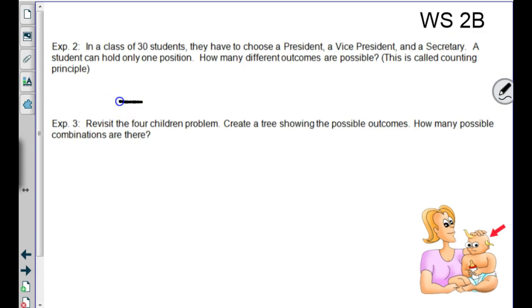So I always draw myself a blank, say, okay, I'm going to choose a president, a vice president, and a secretary. So the first time I go to pick, I have 30 to pick from. But now whoever won can't be in the next round for vice president. So I'm down to 29, and then I'm down to 28. It doesn't say probability. It says how many different outcomes. So we're not doing like 1 over or anything. We're just finding the total number. And I don't know what that is. Did anybody type that in?